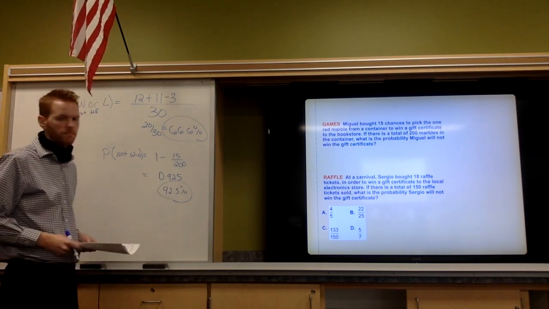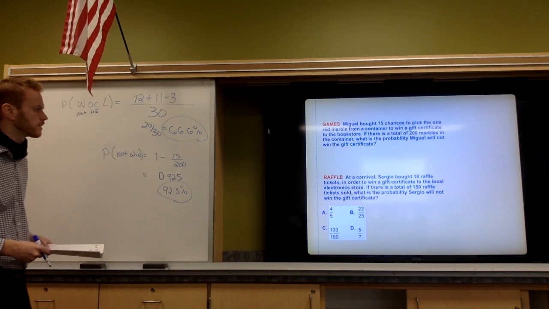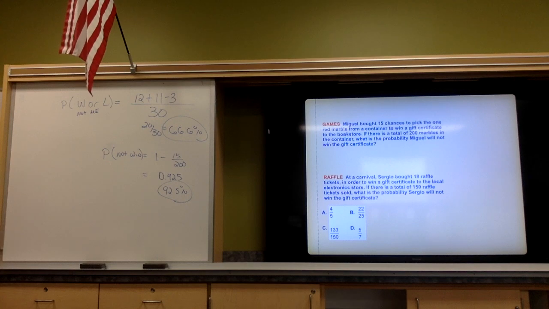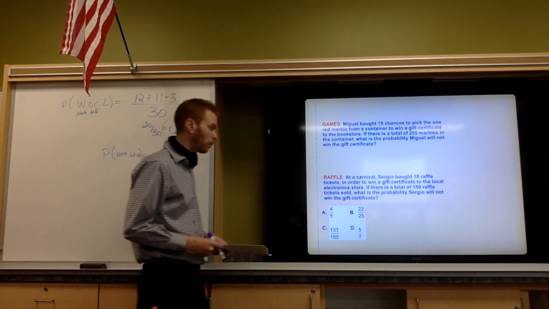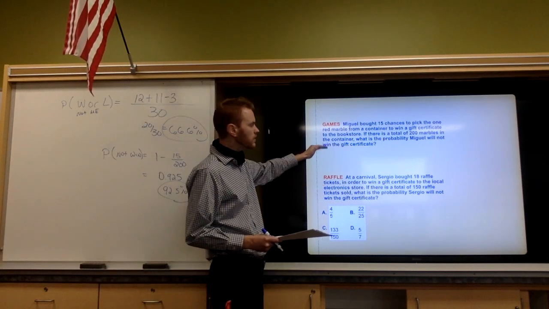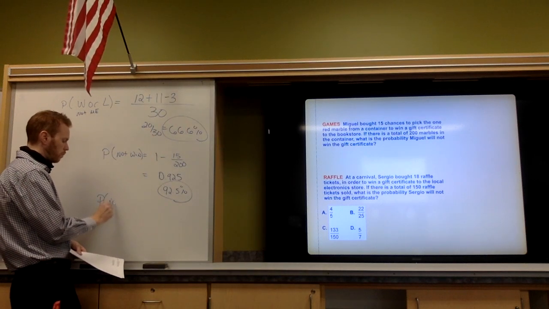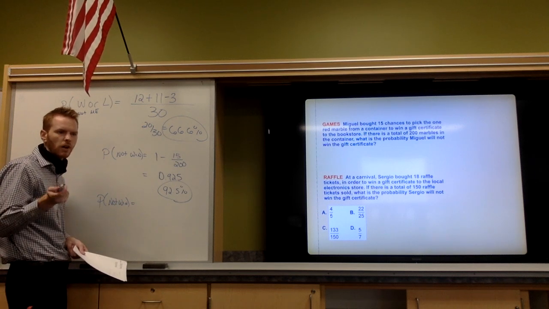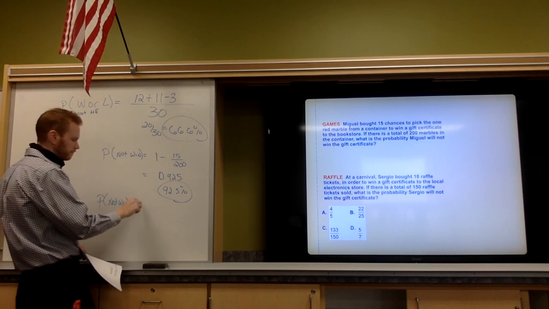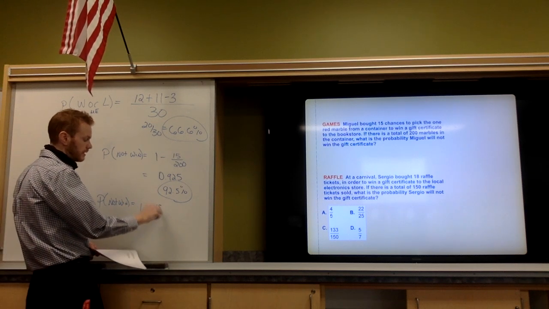And the last one. And I encourage you to pause the video and try it. At a carnival, Sergio bought 18 raffle tickets in order to win a gift certificate to the local electronics store. There's a total of 150 raffle tickets sold. What's the probability that Sergio will not win the gift certificate? It's pretty much the same as the previous one. So the probability to not win, which don't you always want to know those odds? The odds of you not winning. Okay? So it's going to be 1 minus the odds of him winning, which is what, 18 out of 150?